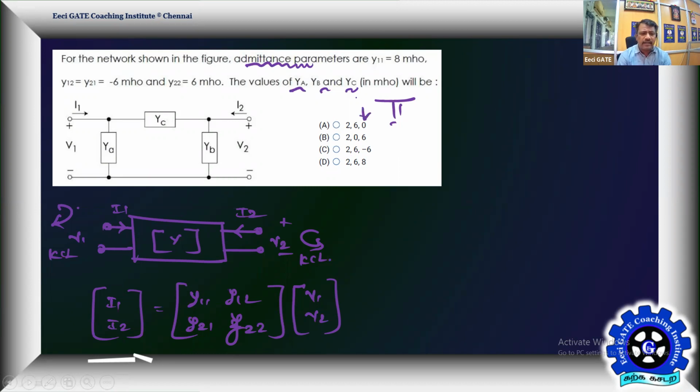What parameter is unique? YC is unique. So find YC, then complete the problem. Like that, you can set the flow for the problem. See, in the options, YC is very unique. Nothing gets repeated. You get 0, 6, -6, and 8. So if you focus on YC, we can complete the problem instantly, even if you go by the fundamental route. Now let me write the expressions.